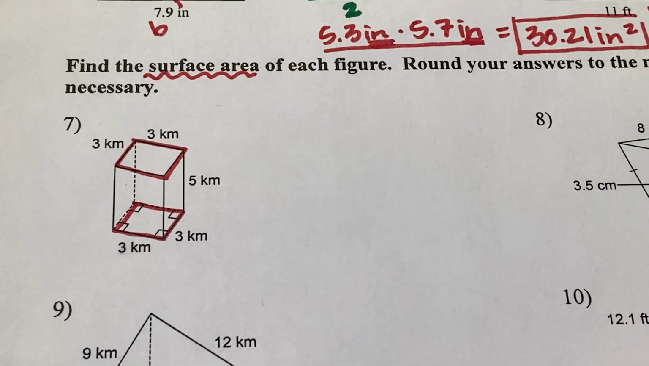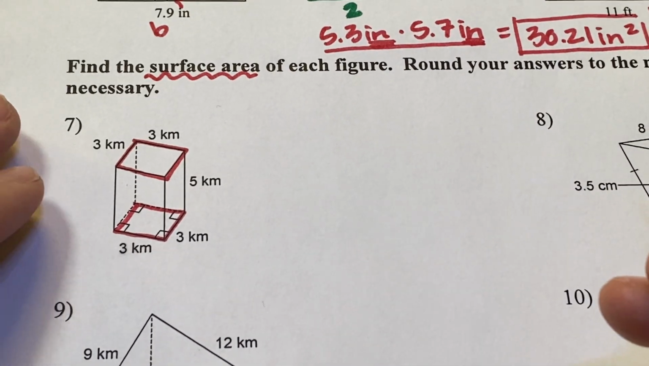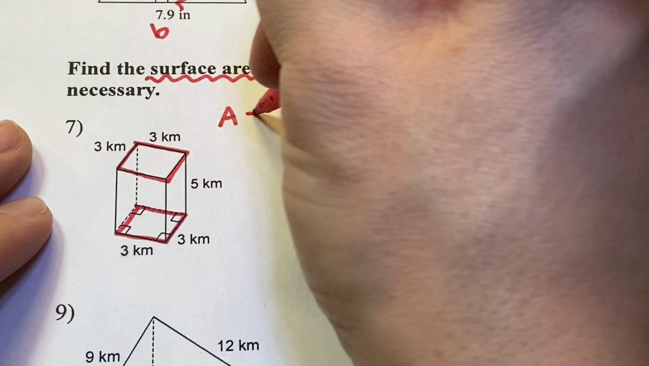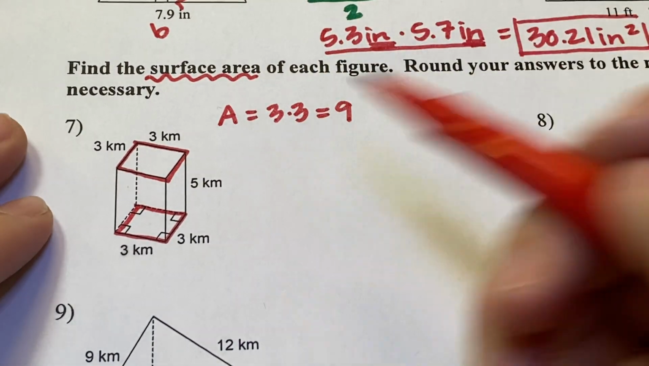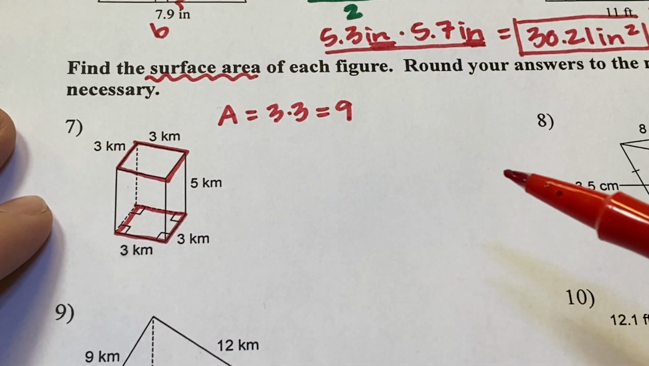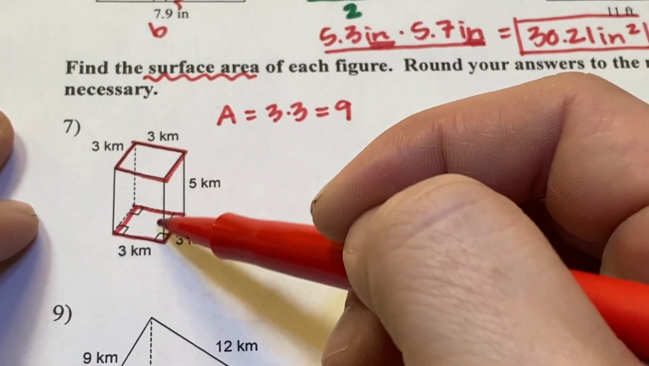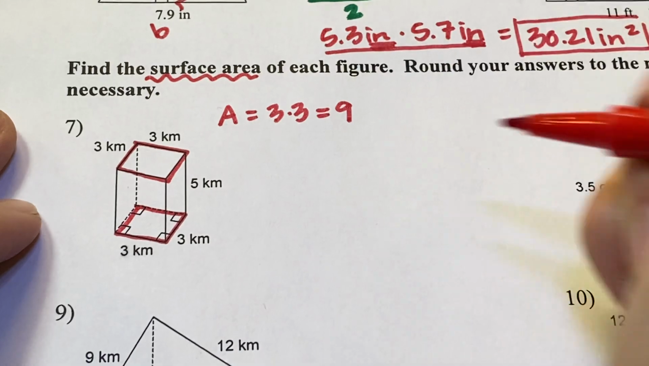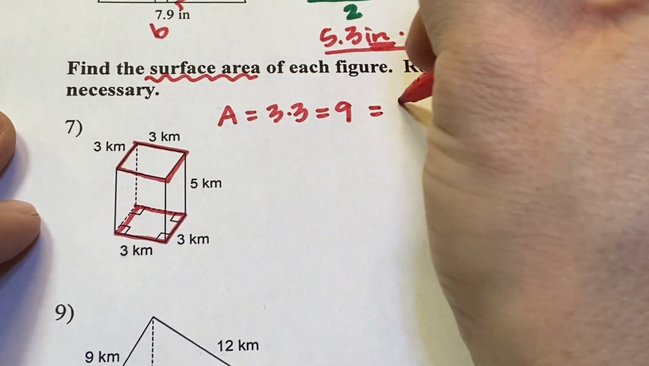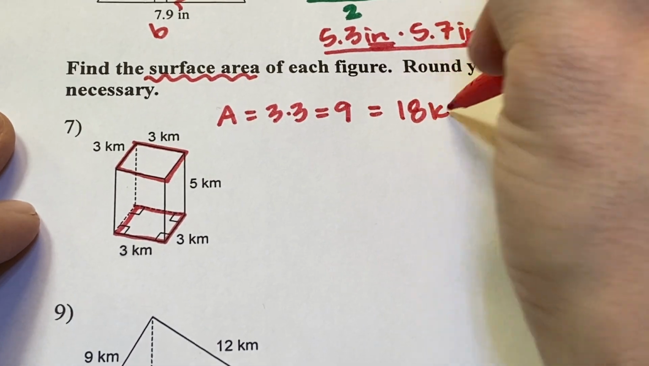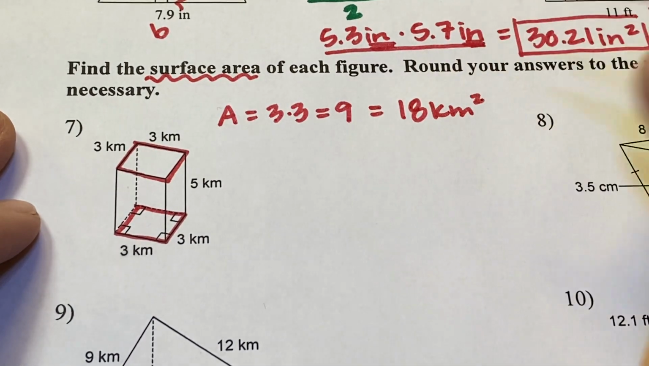Okay, Jameson, how'd you get 9 for those areas? 3 times 3. Beautiful. So the area of these is 3 times 3, which is going to give me 9. How many faces did we just find, though? So this one's 9 and this one's 9. Yeah, so 18. Okay, so check. We have 18 kilometers squared. That's a huge box.